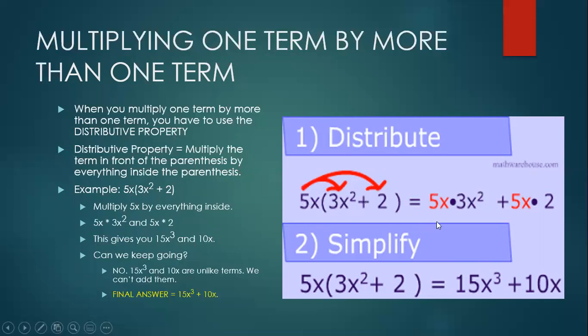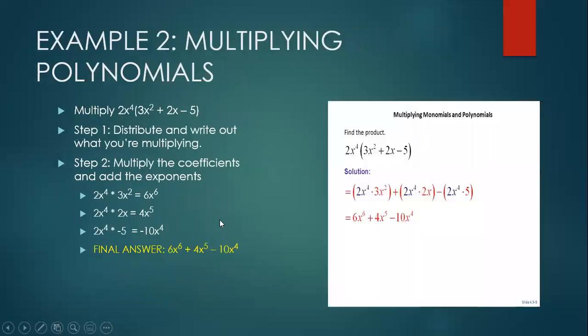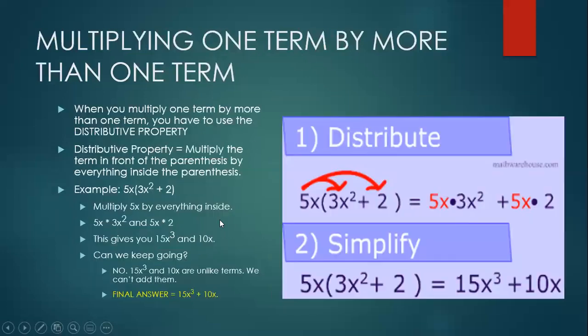Now let's go through it real slowly. 5 times 3 gives us 15. How many x's do I have here? Well, I have one x right there, and then over here I have 2 x's. How many x's is that? 3. 1 plus 2 is 3. I have 15x to the 3.